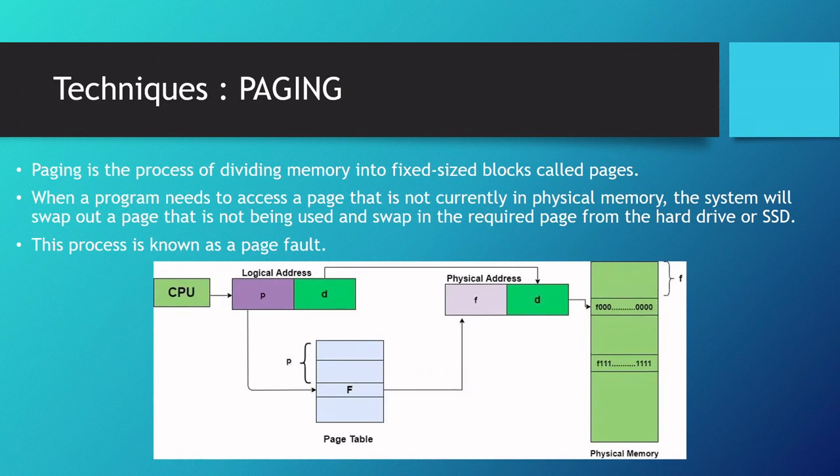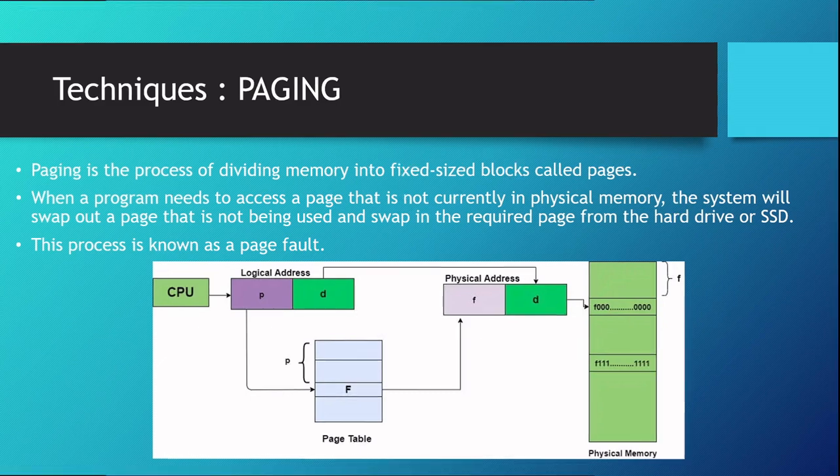Now, talking about the techniques, the first technique is paging. Paging is a memory management technique in which a process is divided into smaller fixed size chunks called pages. These pages are stored in the main memory or secondary memory. When a process requires a page that is not currently in the main memory, the operating system loads the page from the secondary memory into main memory, as you can see in the diagram.